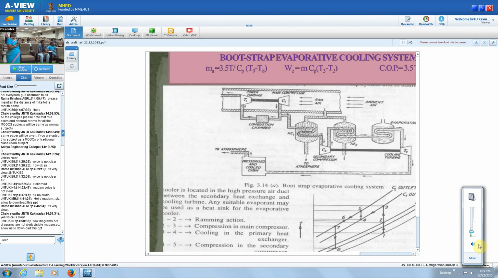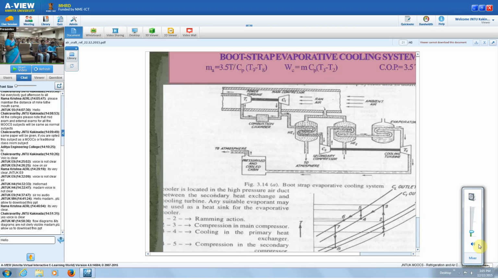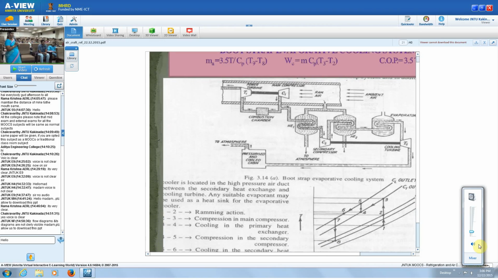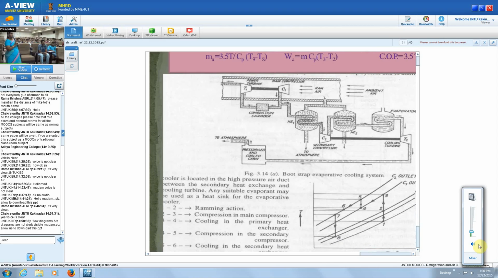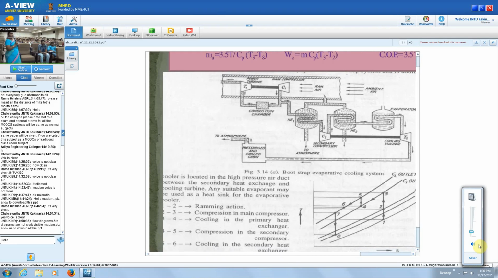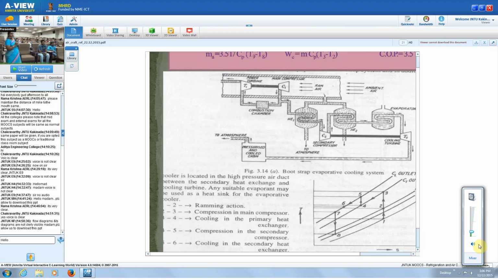Then 3 to 4 is the heat rejection in the heat exchanger 1. Then 4 to 5 is the compression process in the secondary compressor, and 5 to 6 is the heat rejection in the secondary heat exchanger. For cooling of this also, rammed air itself is used. Then 6 to 7 is again heat rejection, with some other fluid carried in the aircraft.